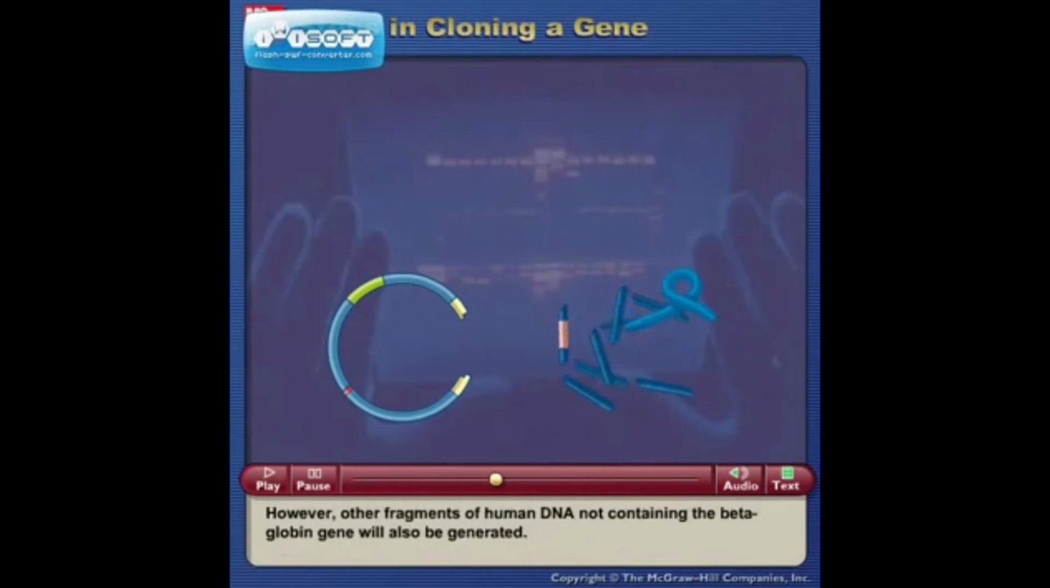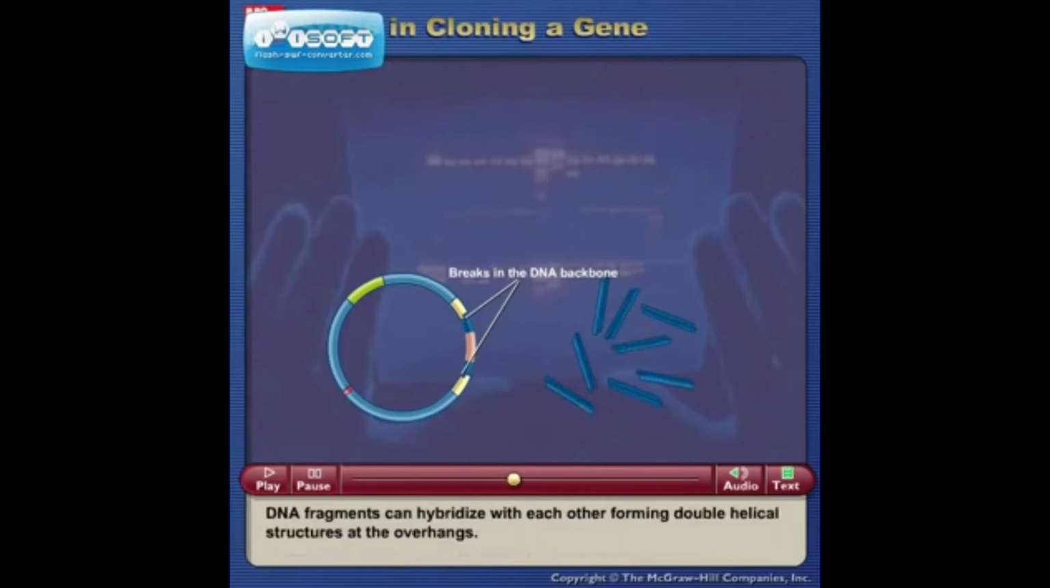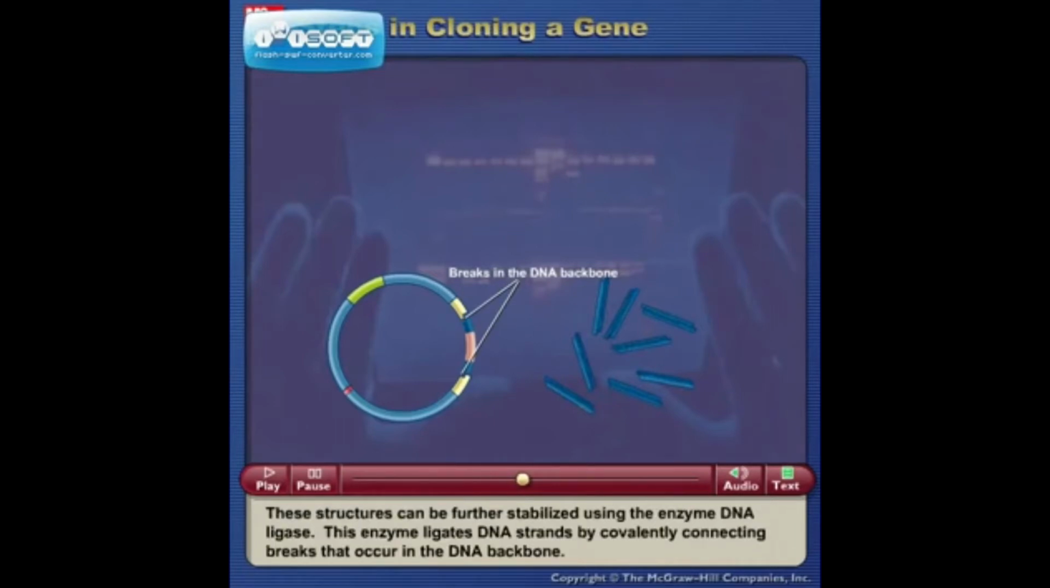However, other fragments of human DNA not containing the beta-globin gene will also be generated. When the fragments of human chromosomal DNA are mixed with the plasmids that have been linearized by the restriction endonuclease, the sticky ends of the plasmid DNA and the human DNA fragments can hybridize with each other, forming double helical structures at the overhangs. These structures can be further stabilized using the enzyme DNA ligase.